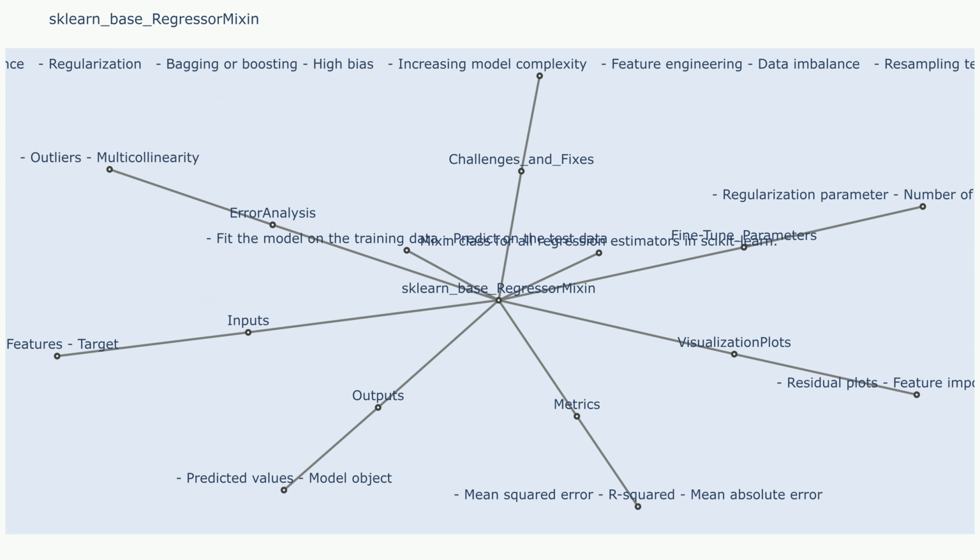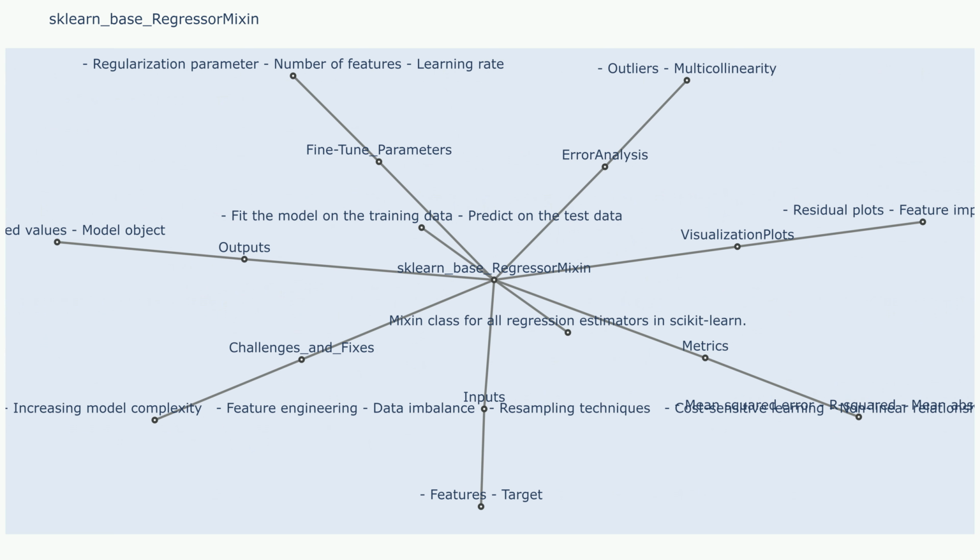Visualization plots: a scatter plot of actual vs predicted values helps visualize the model's performance and identify potential biases or outliers. A residual plot displays the difference between actual and predicted values, revealing patterns in the model's errors.